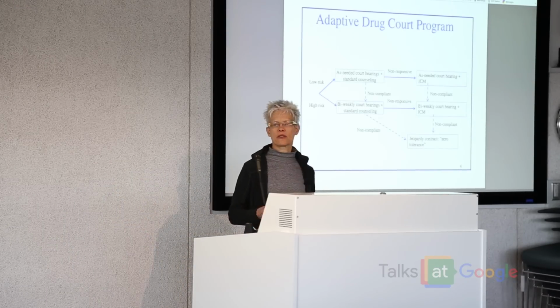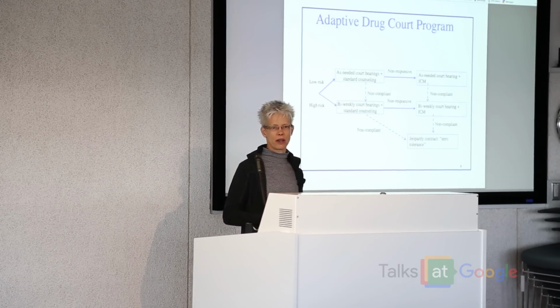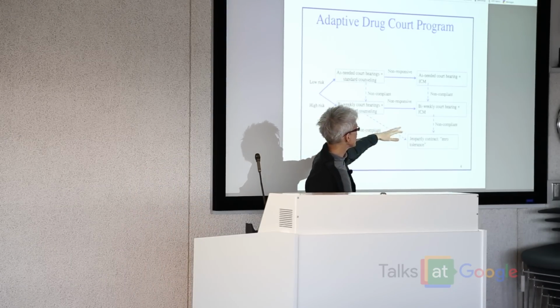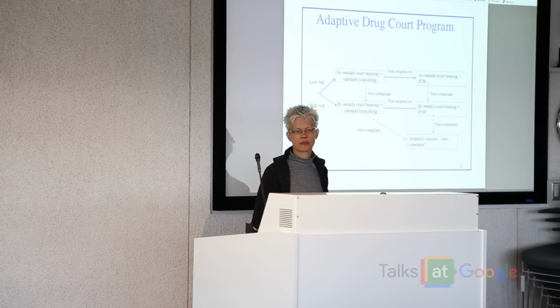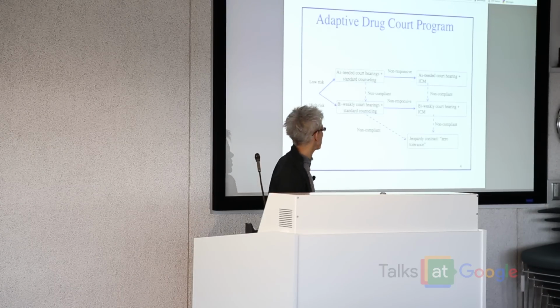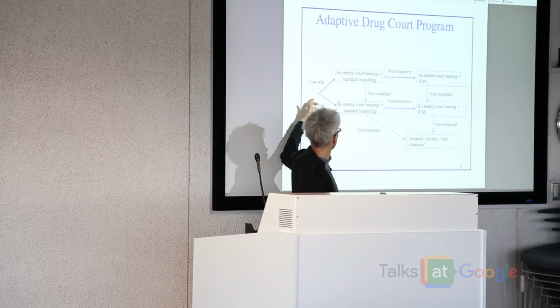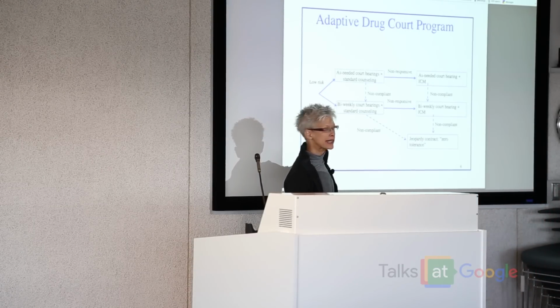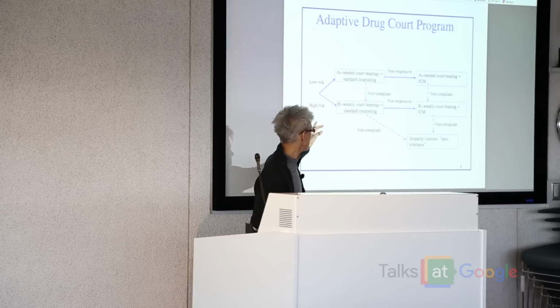So the whole goal was to figure out, can we produce a good program? People were classified. What you see is a decision tree here, and you can think of most adaptive interventions as akin to decision trees. People were classified into low risk or high risk. This is a diagnosis of antisocial personality disorder or formal drug abuse treatment.